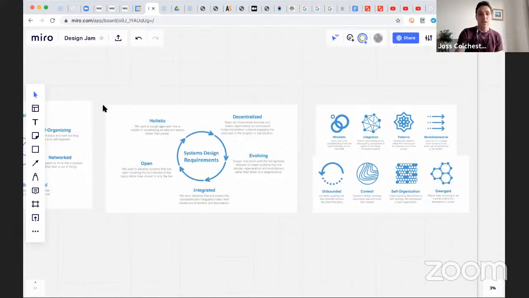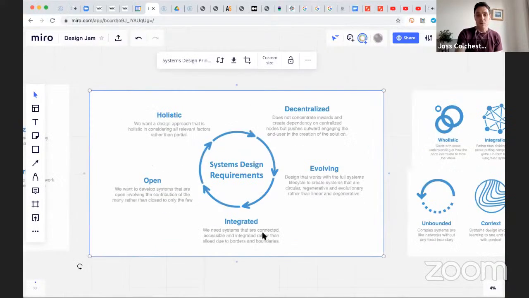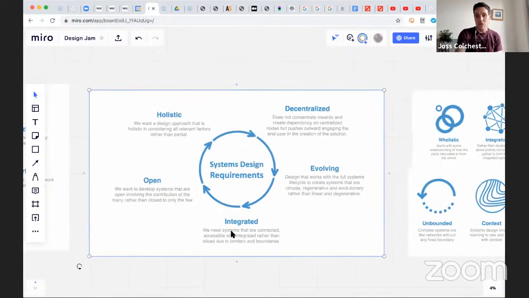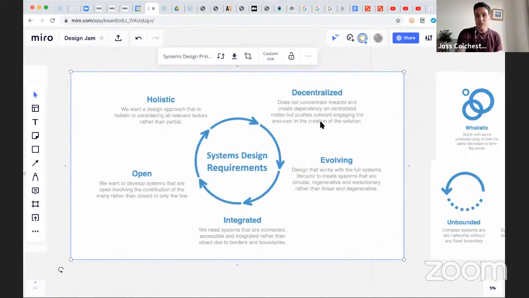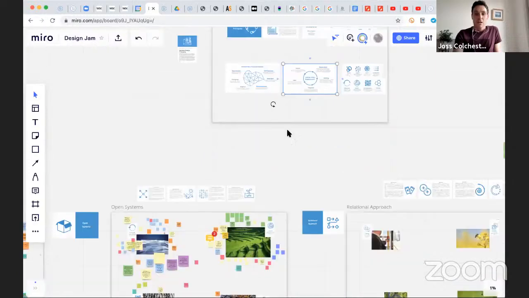It's going to have to be holistic in its considerations. It's going to have to work with these open systems. It's going to be thinking about integration and networks and decentralization, and how do we design for evolution and for adaptive capacity and all of this, resilience and so forth. So that's what we've been talking about. We've covered a few of those already.